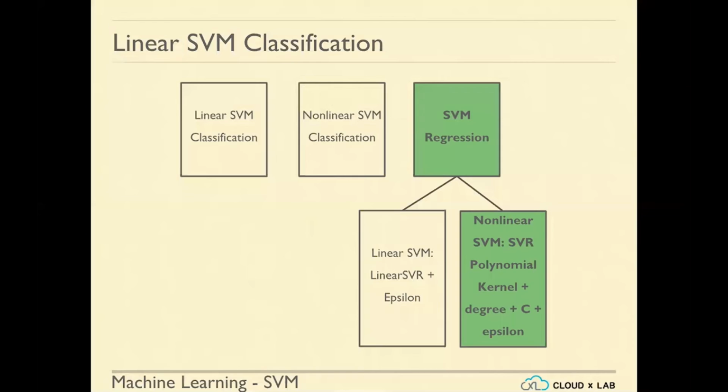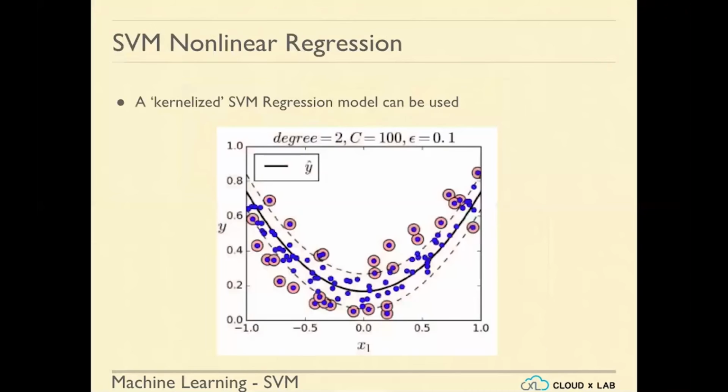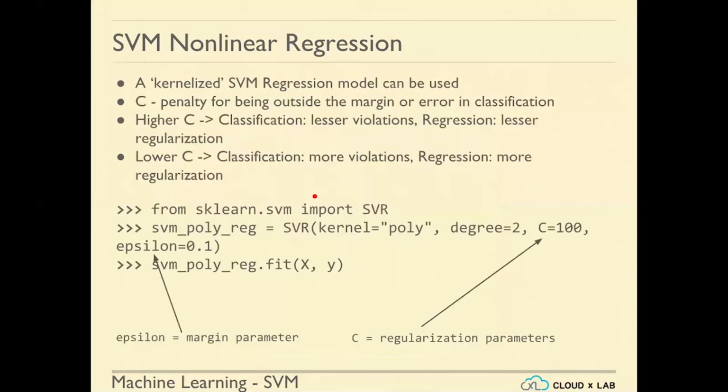Now, there could be a similar case like a linear SVM. Similar to that, we can have nonlinear by using either the kernel trick or a polynomial kernel. So a kernelized SVM regression model can be used for nonlinear data, right? Here, let's say degree is 2, C is 100, and epsilon is 0.5. That's what it is. And a kernelized SVM regression model can be used.